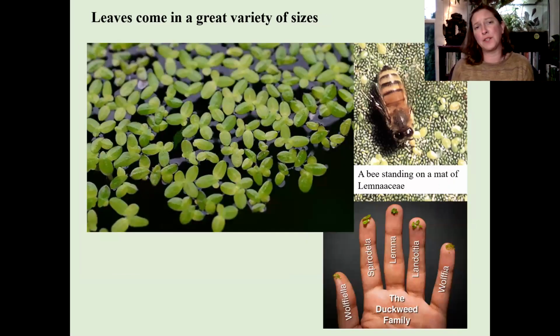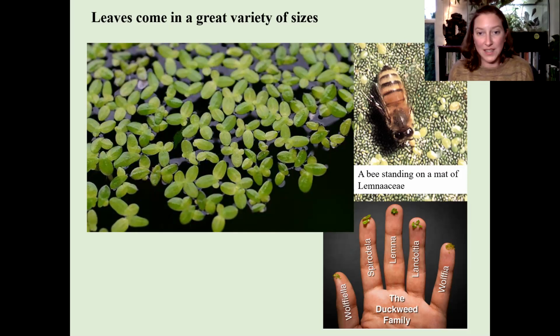So I said leaves come in a bunch of different shapes. Leaves also come in a great variety of different sizes, right? So here is an example of a really, really small plant. This is from the duckweed family. Duckweed family is Lemnaceae. Ooh, there's an extra A in that, Lemnaceae. That's okay. Yeah, there's an extra A in there. You don't need to know it.